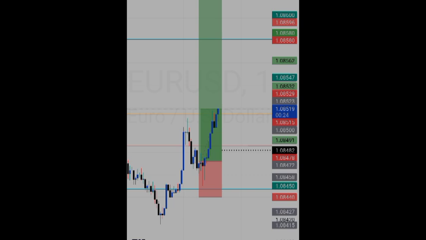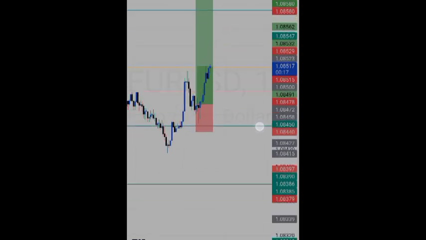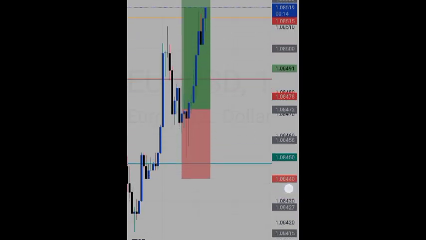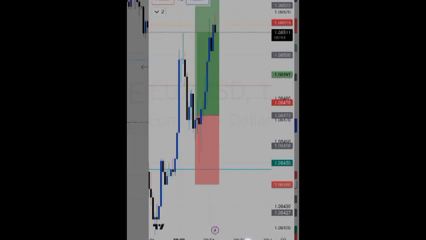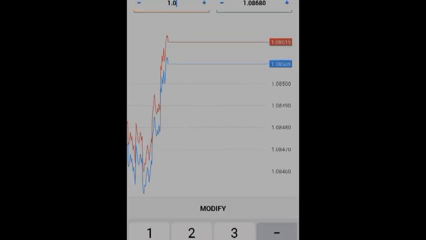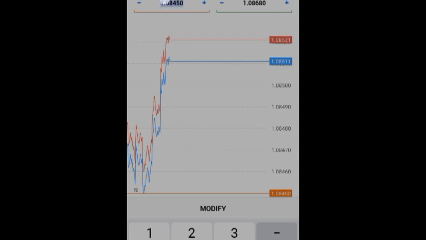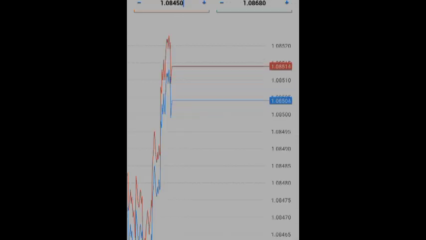So stop loss will be, let's put it at 1.08450. I entered with the wrong lot size, and just hope that if that 1 to 6 I hit, I'm still going to calculate it very well. Paste.